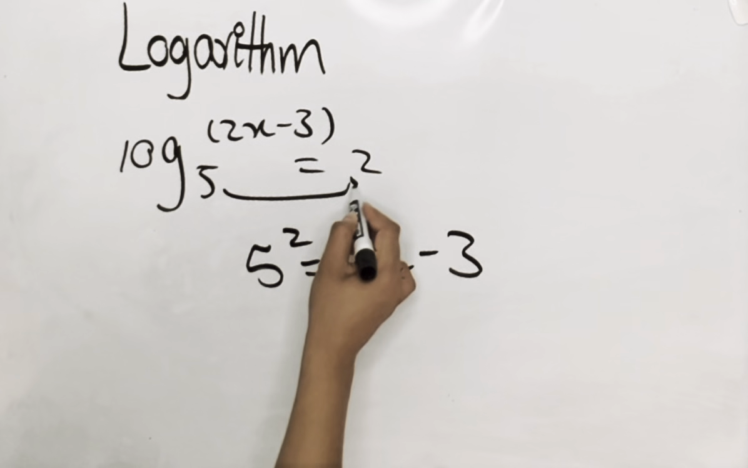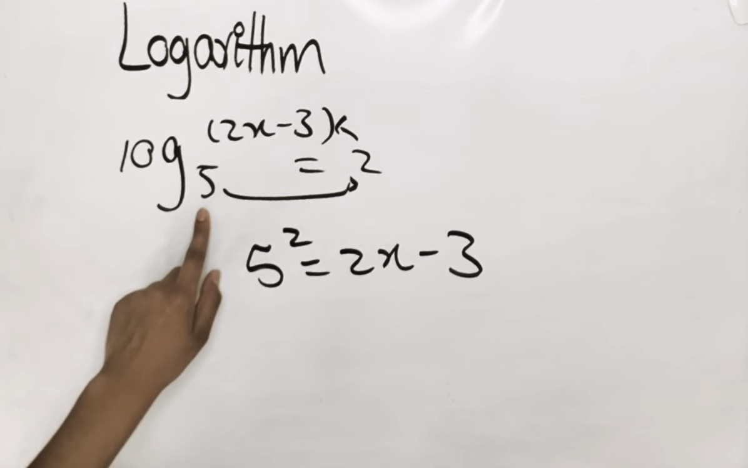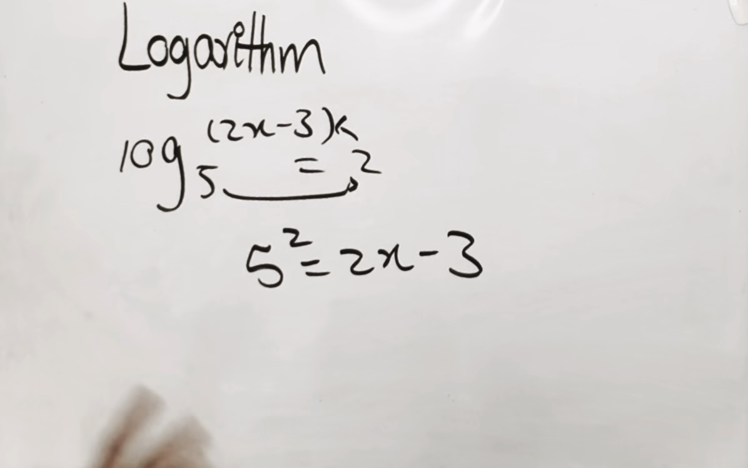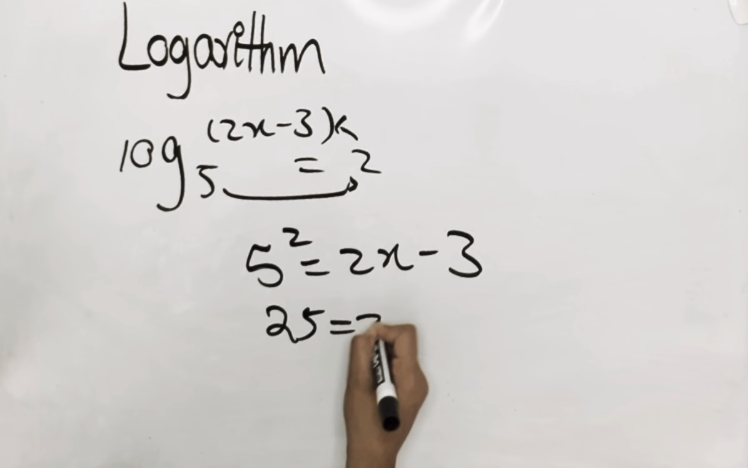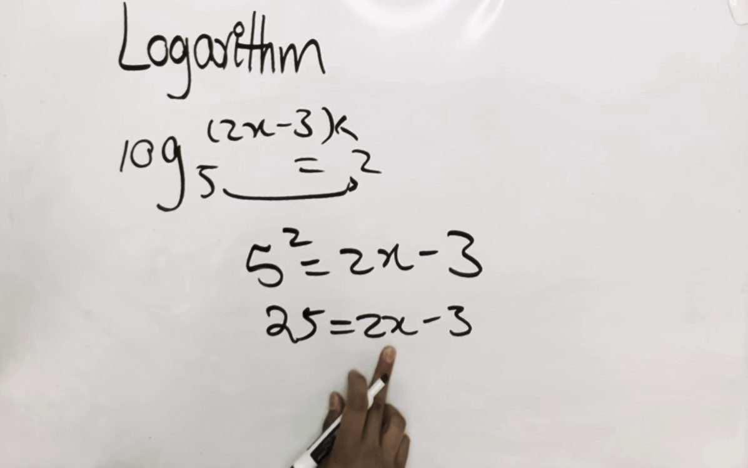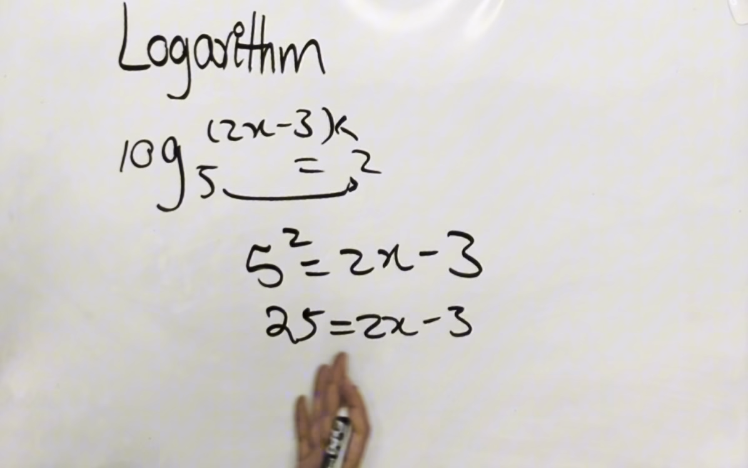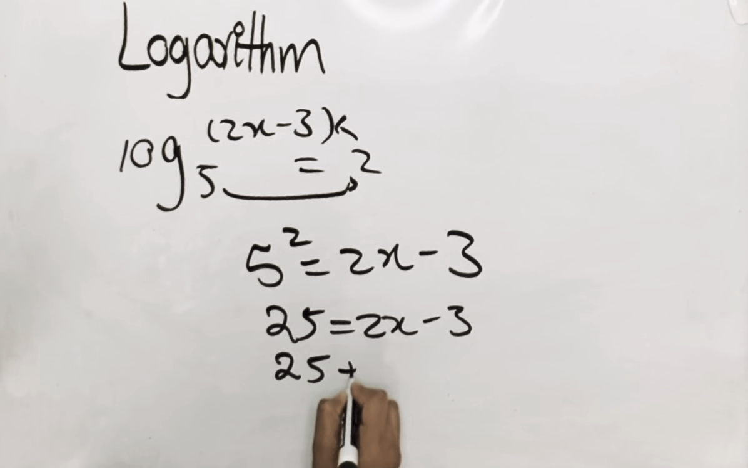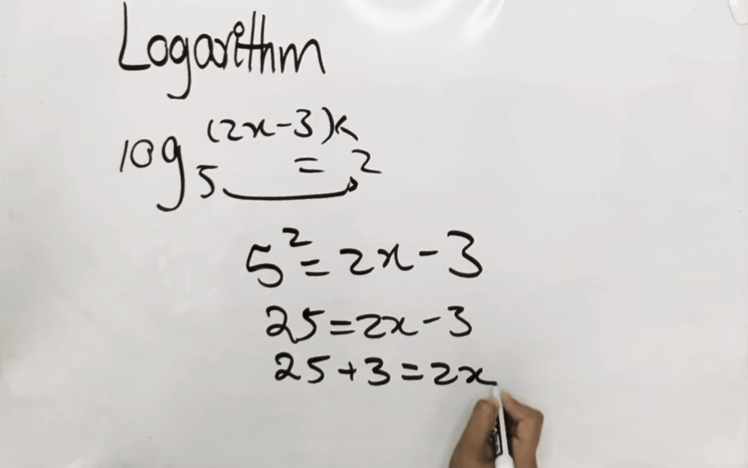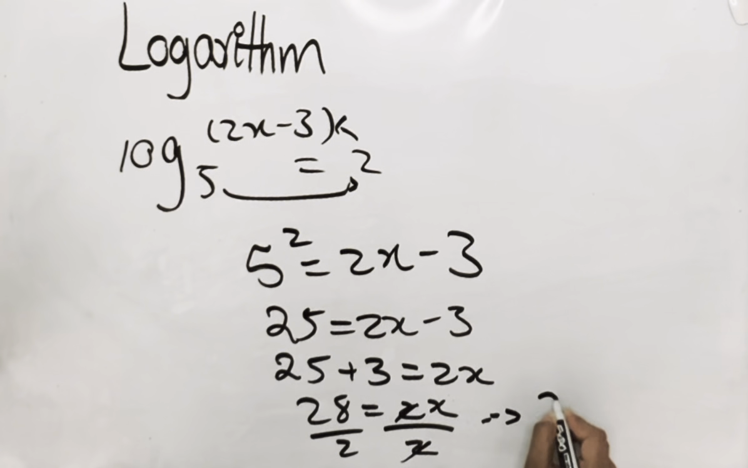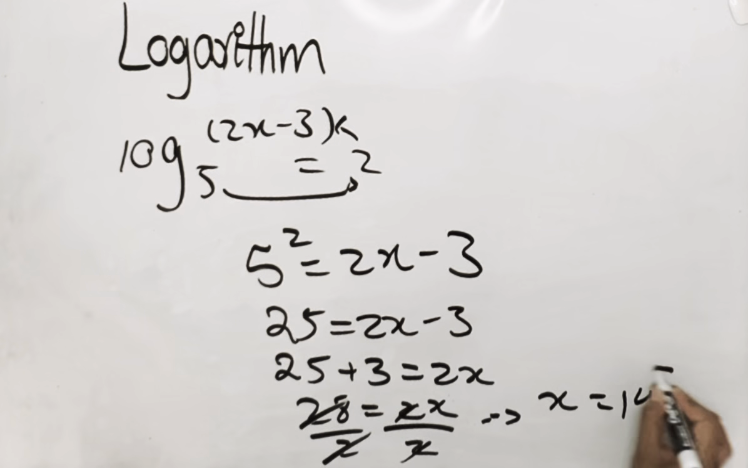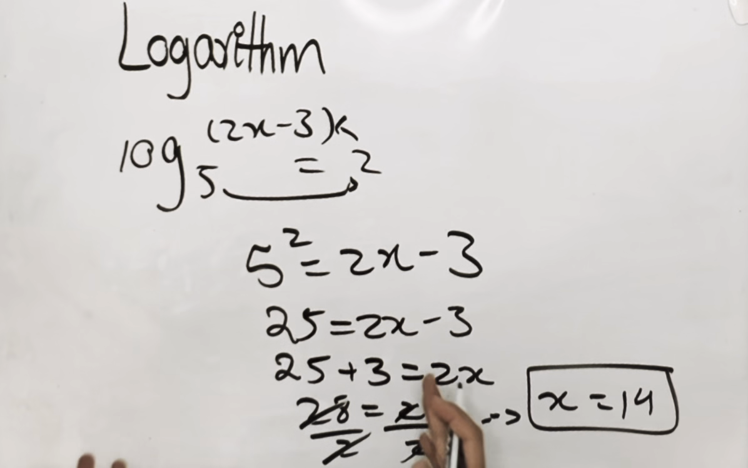Now this actually goes like that circle. As you can see, it's just 5 to the second power equals that number. Now 5 squared is equal to 25, equals 2x minus 3. Now we just need to figure out what the value of x is. As you can see, the value of x is equal to 14.